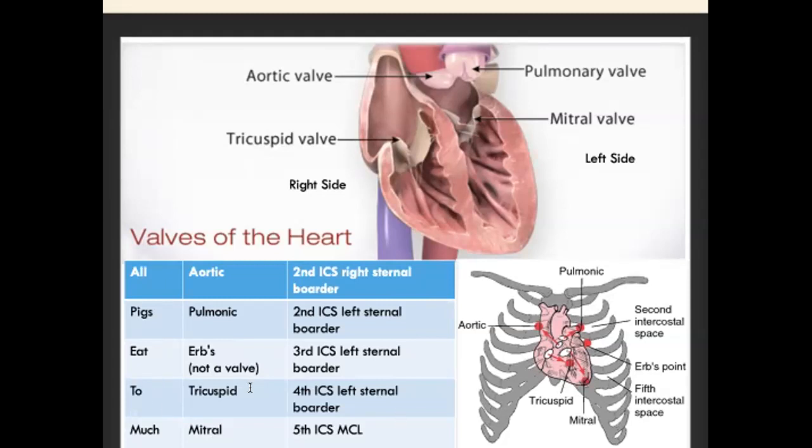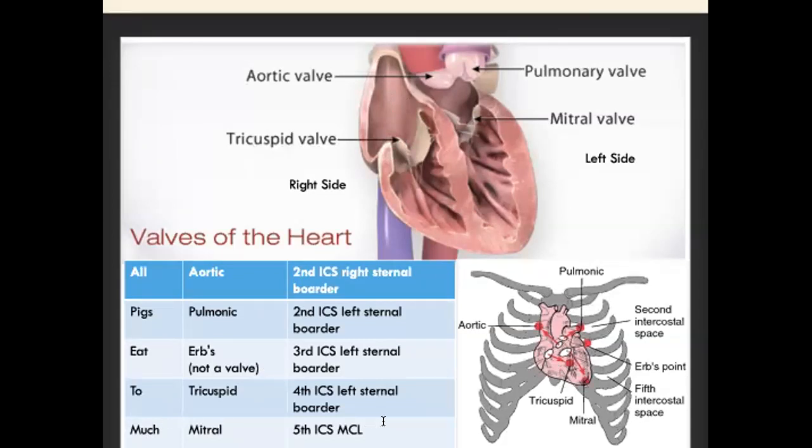The next one we have is our tricuspid, which is found in our fourth intercostal space at that left sternal border. And then when we go over here, we can see how that's here in our heart. We know that this particular valve is on the right side of the heart, and it separates your right atrium from your right ventricle. The last valve we have is the mitral.